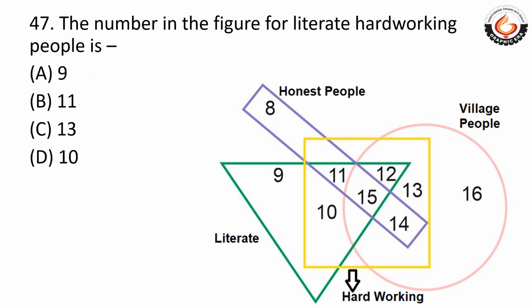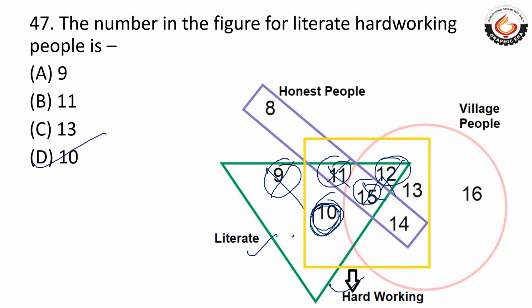The number in the figure for literate hardworking people. We just want to go for literate and hardworking. First of all, literate. These hardworking. This 9 is eliminated. Now this 11 is honest also, will eliminate this. This 15 and 12 are village also, will eliminate this, because this 10 is the only number which is literate and hardworking, nothing else. It is not honest, not village people. So option D is the correct one.